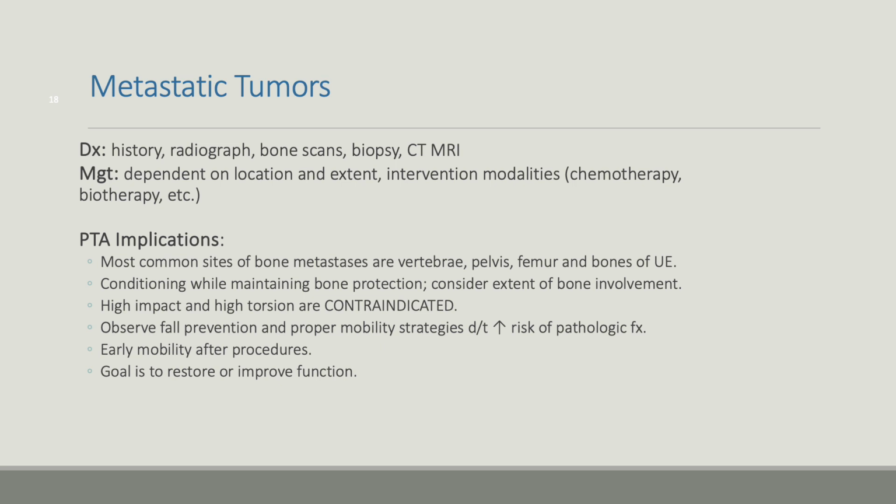PTA implications. The most common sites of bone metastases include the vertebrae, pelvis, femur, and bones of the upper extremities. Exercise conditioning must prioritize bone protection, taking into account the extent of bone involvement. Avoid high-impact activities and activities that involve high torsion, as these can increase the risk of pathologic fractures. Focus on fall prevention strategies and teach proper mobility techniques to mitigate the risk of injury.